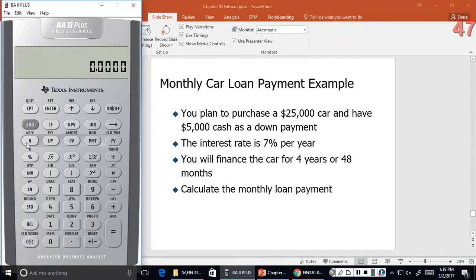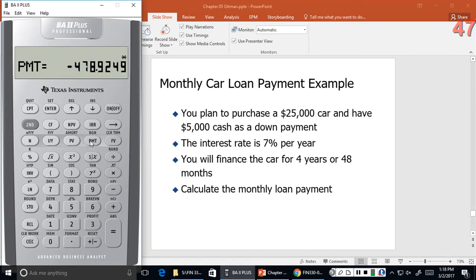I'm going to change to 12 payments per year. 12, enter. Second, clear time value of money. Second, clear work. 20,000 is my present value. 48 is my N. 7 interest per year. Compute the payment. All right. So this is your car payment. You would pay $478.92 per month. This is called P&I, principal and interest. It doesn't include anything else. For 48 months, you'd have your $20,000 paid off.